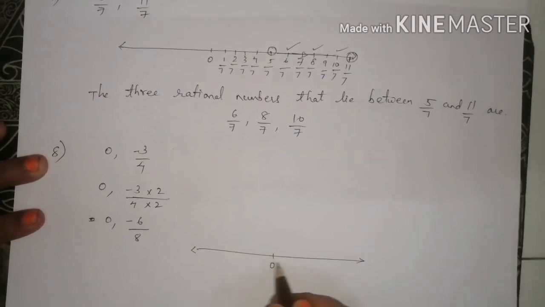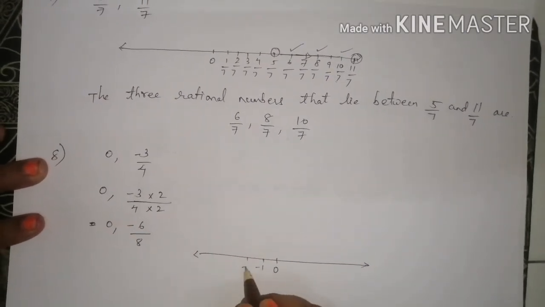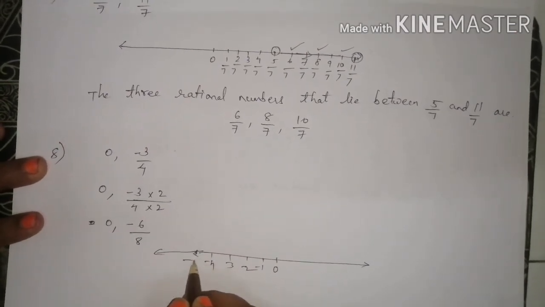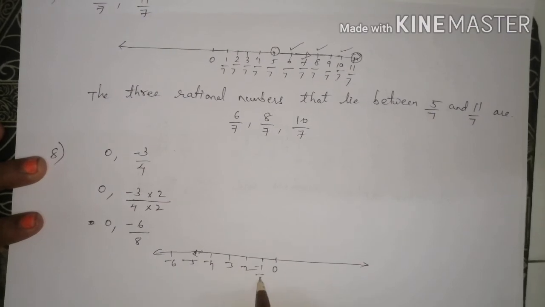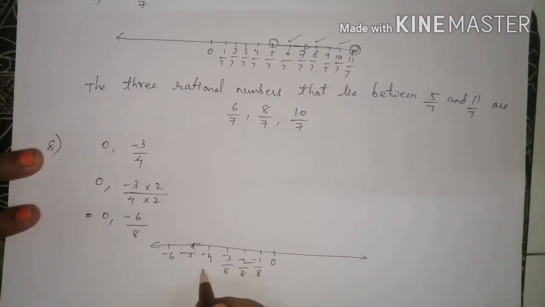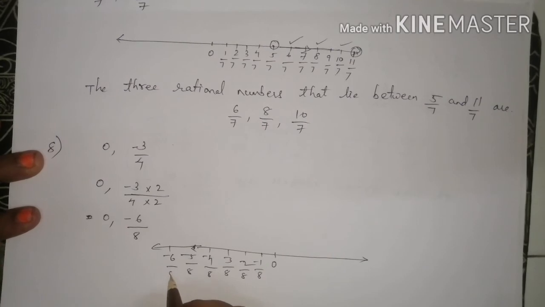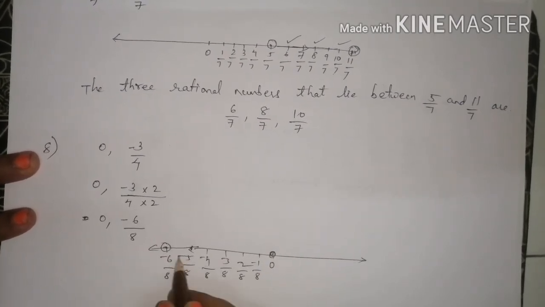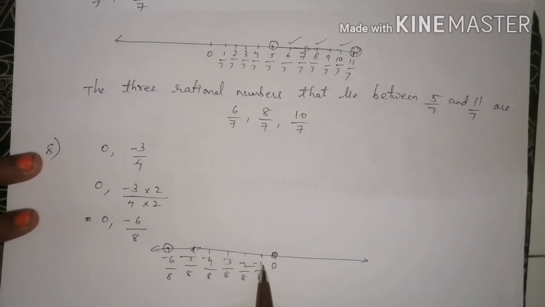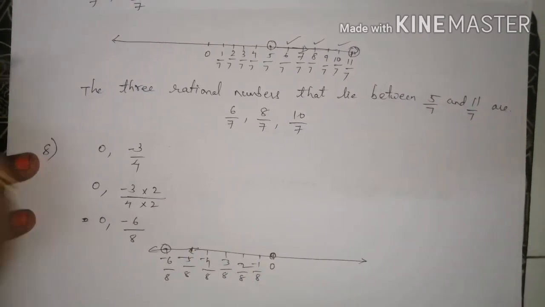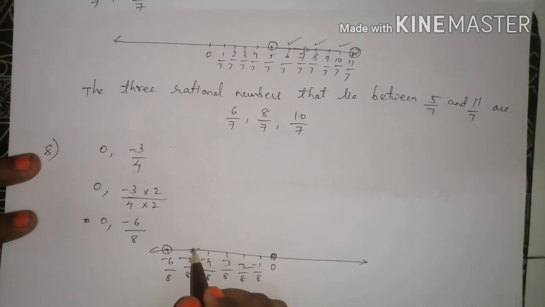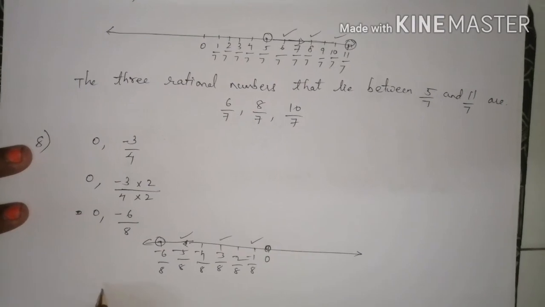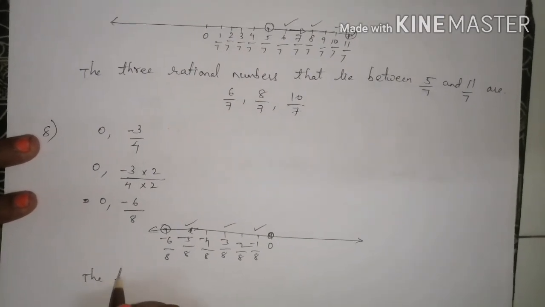So draw the number line. Here it is 0 and negative, no? So minus 1, minus 2, minus 3, minus 4, minus 5, minus 6. This is upon 8. So you can put upon 8. So between 0 and minus 6 upon 8, so many rational numbers are coming. You want any three. So we'll take it as this you can take, this you can take, or this you can take. Any three rational numbers.